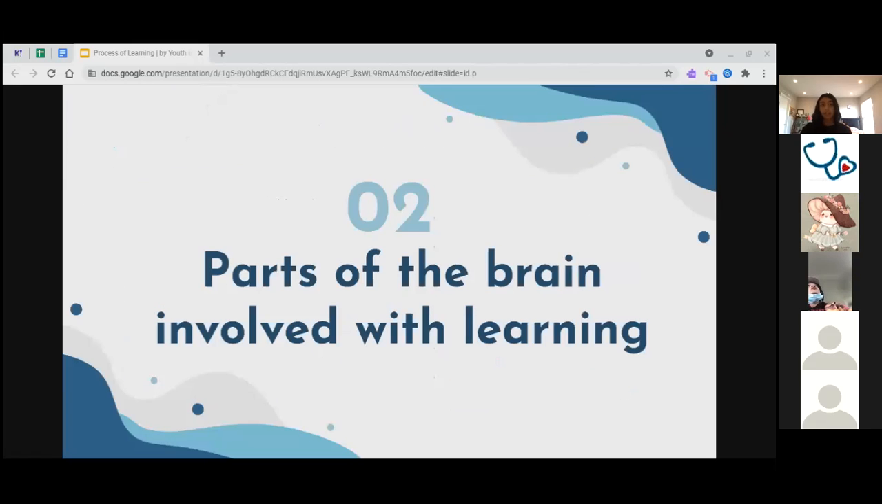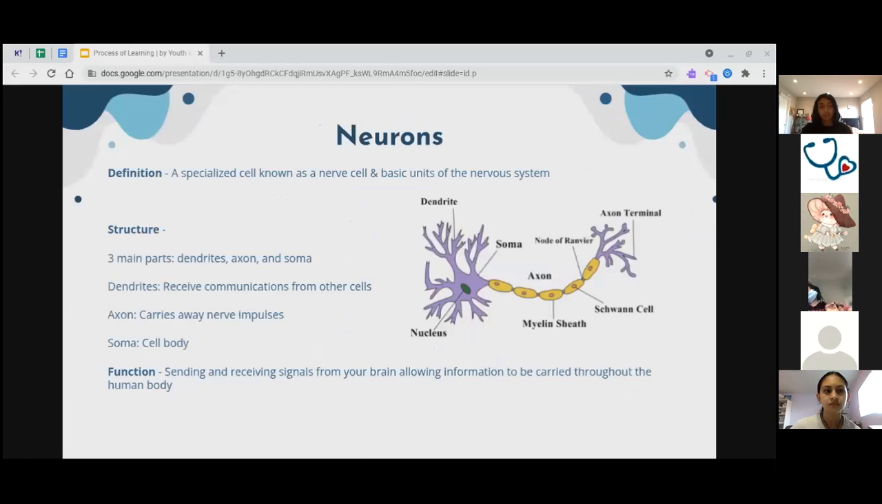So now we're going to focus on how certain parts of the brain contribute to learning. So first we have neurons, which are a specialized cell known as a nerve cell, and they're the basic units of the nervous system. The structure of a neuron consists of the dendrite, soma, nucleus, axon, node of Ranvier, myelin sheath, Schwann cell, and axon terminal.